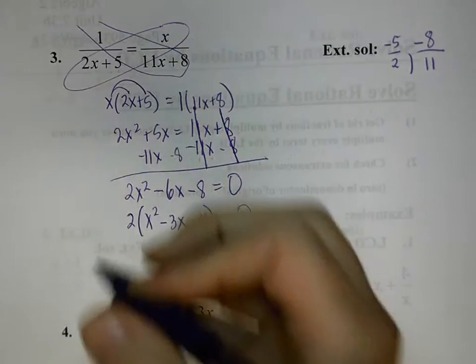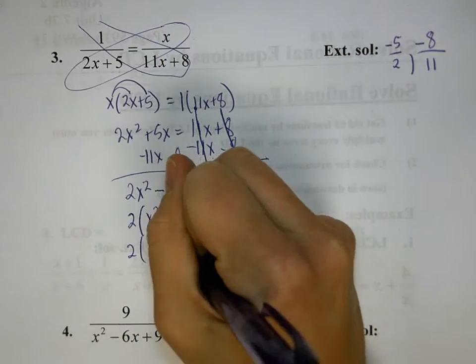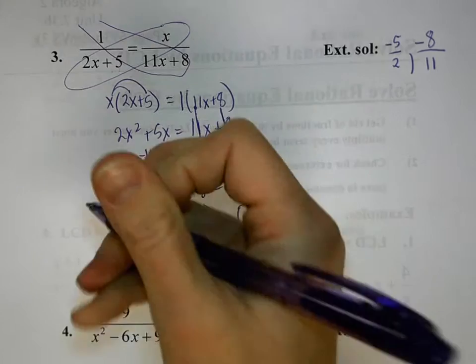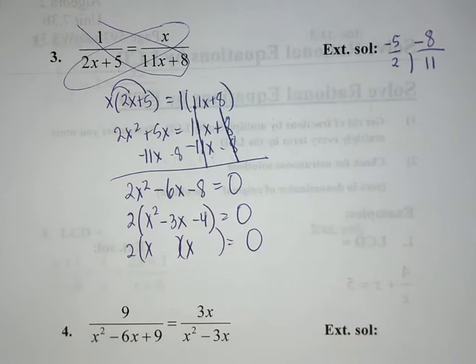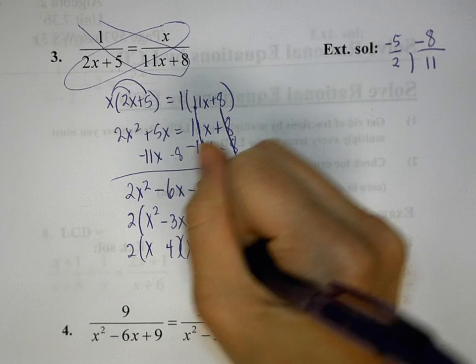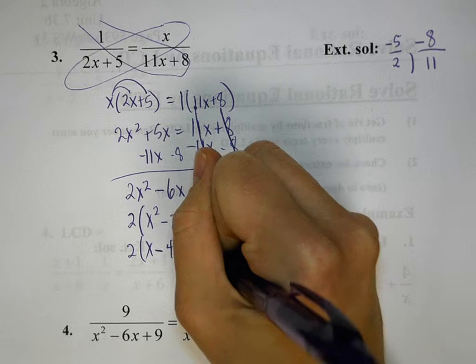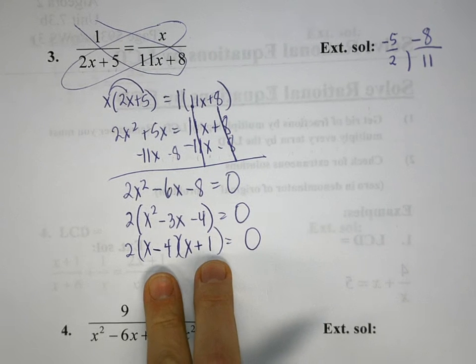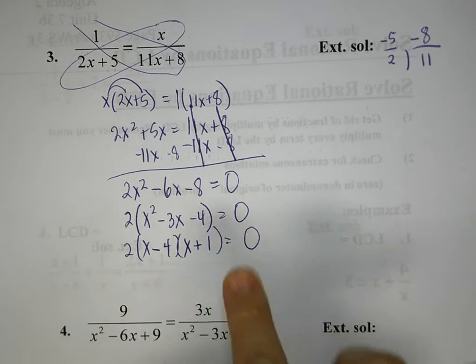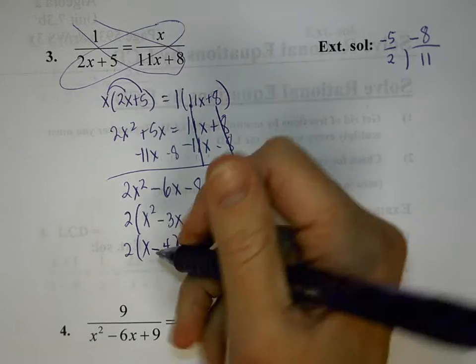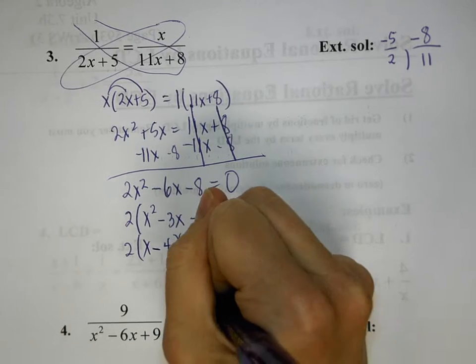x squared minus 3x minus 4 can be factored. So what multiplies to be negative 4 and adds to be negative 3? X goes in the front. It's going to be 4 and 1, and it'll be a negative 4 and a positive 1 in order to make a negative 3. So when we set those equal to 0, we end up getting x equals 4 and a negative 1.